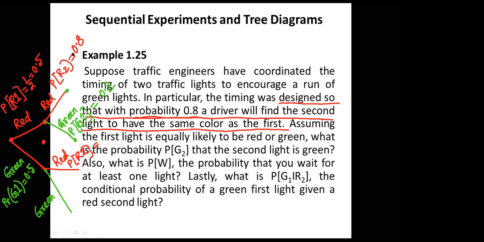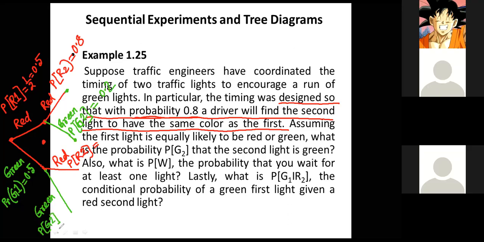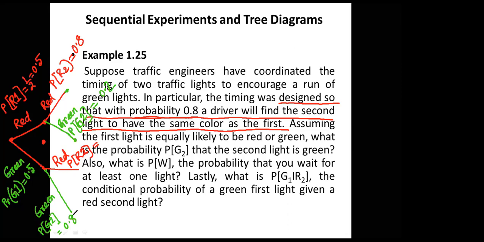Similarly, this green will be what? 0.8. Right? This green will be 0.8. And that red will be what? 0.2. That will be 0.2. Is it okay or not? Tell me. Yes, sir.